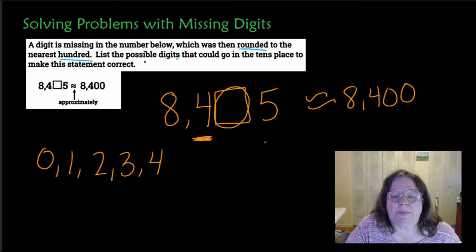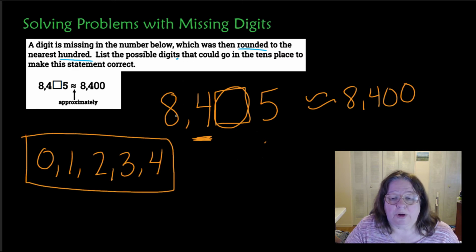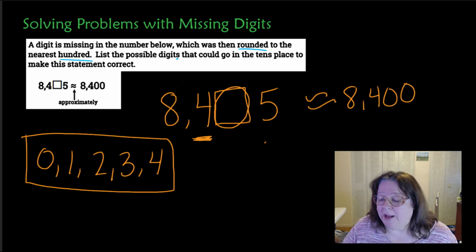So list the possible digits that could go in the tens place to make this statement correct. Well, these are the digits that could go in the tens place. Our number could be 8,405, 8,415, 8,425, 8,435, or 8,445. I hope that was helpful.